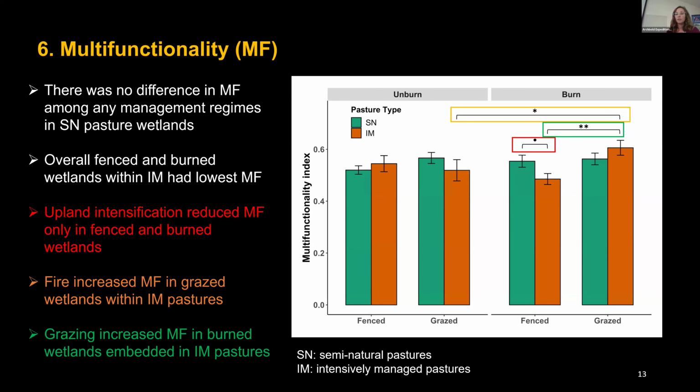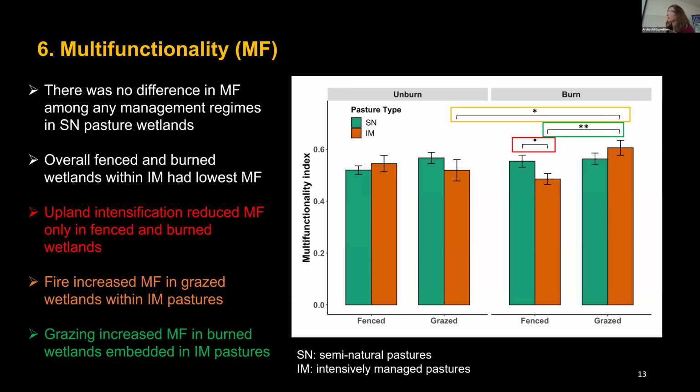Now looking at multifunctionality, on the x-axis, we have fenced and grazed. The left side shows unburned, and the right side shows burned. Semi-native are the green bars, and orange are the improved intensively managed pastures. And on the y-axis, this is the multifunctionality index.